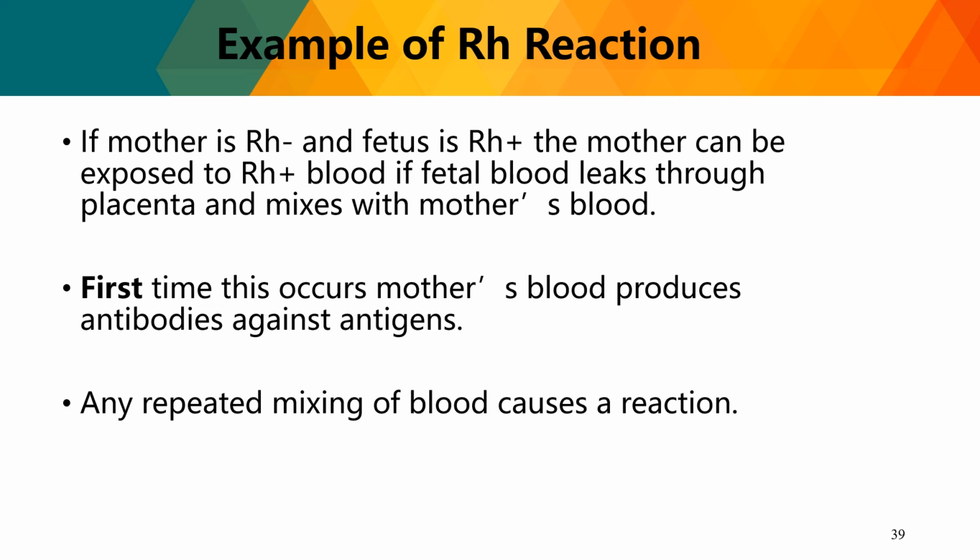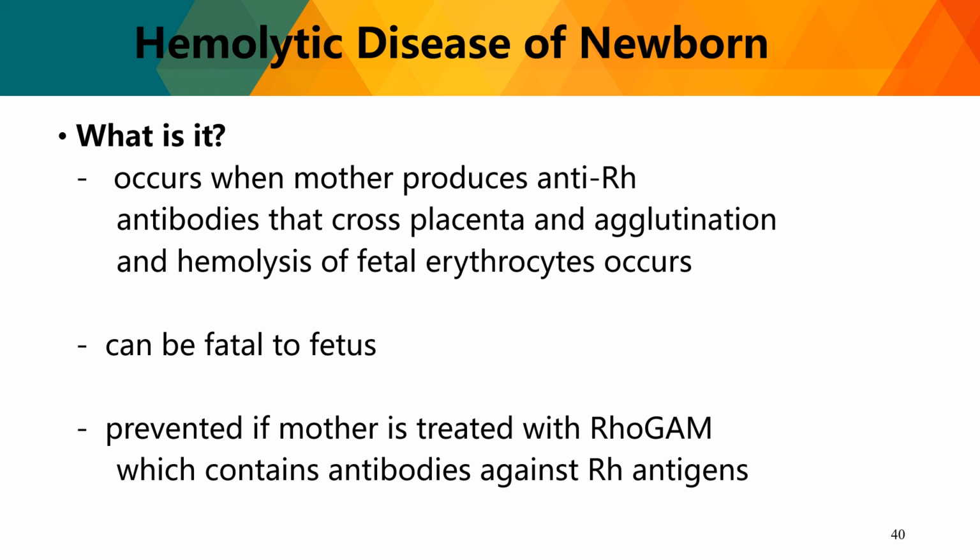So the first time this occurs, the mother's blood produces antibodies against your antigens. Any repeated mixing of the blood can cause a reaction. So next, we have what we call the hemolytic disease of the newborn. What is it? It occurs when the mother produces anti-Rh antibodies that cross the placenta, and agglutination and hemolysis of fetal erythrocytes occurs. This can be a fatal situation for a fetus, and it is also prevented if the mother is treated with RhoGAM, which contains antibodies against the Rh antigens.